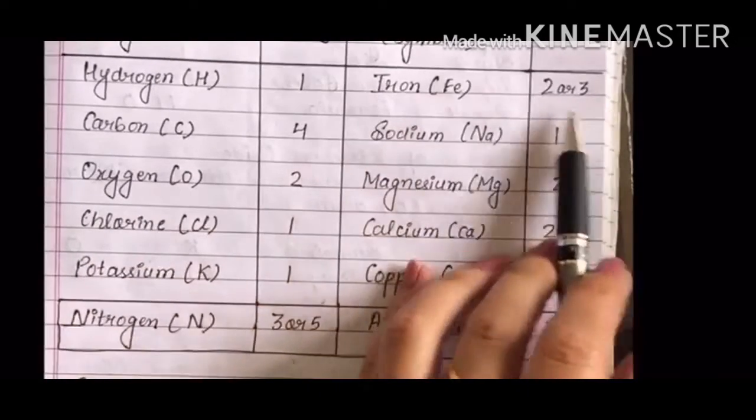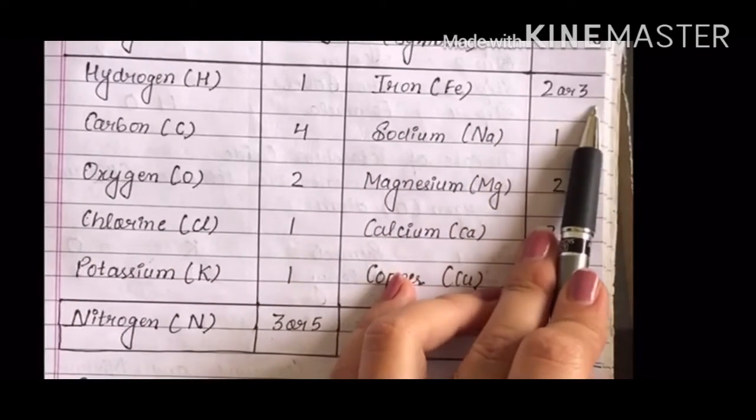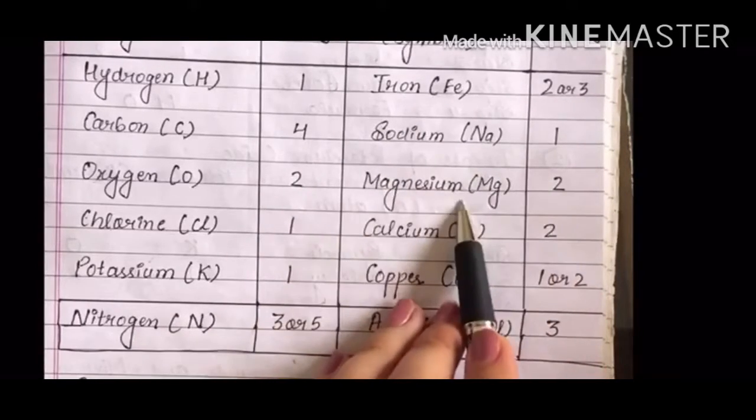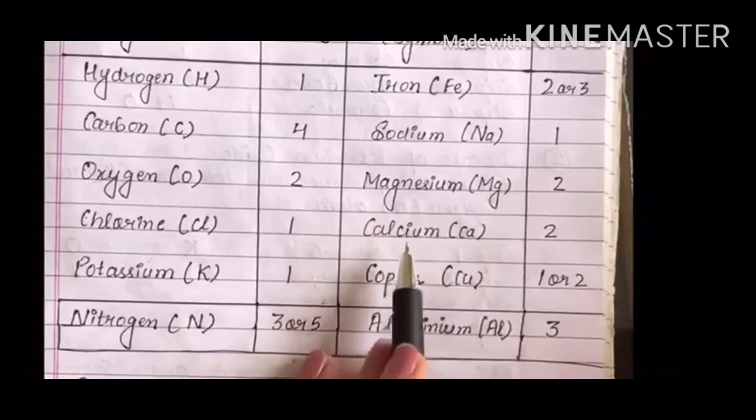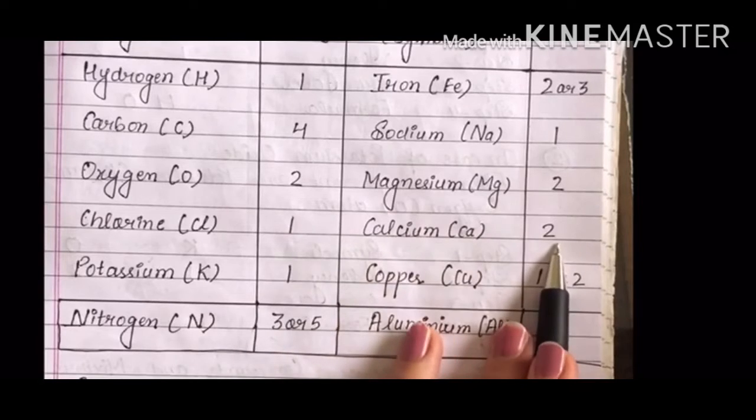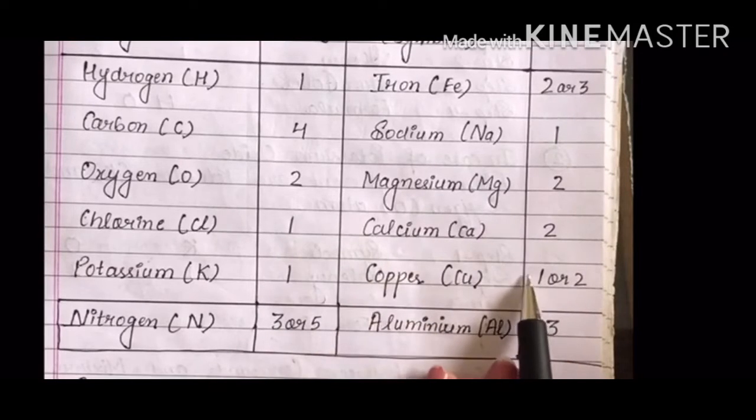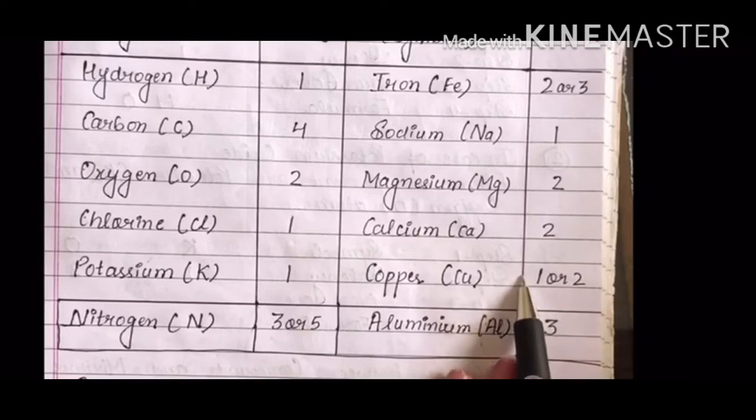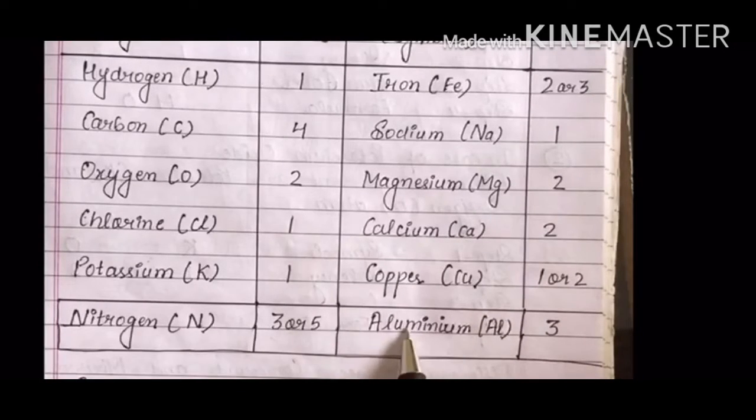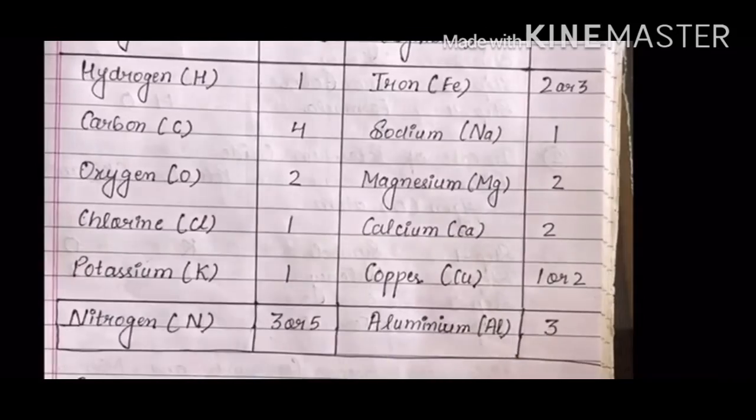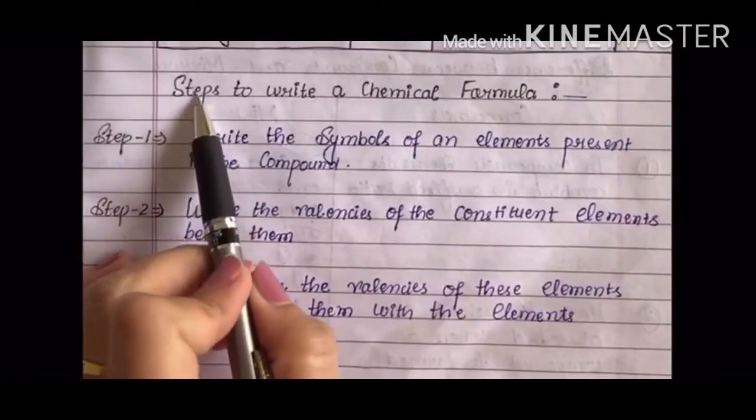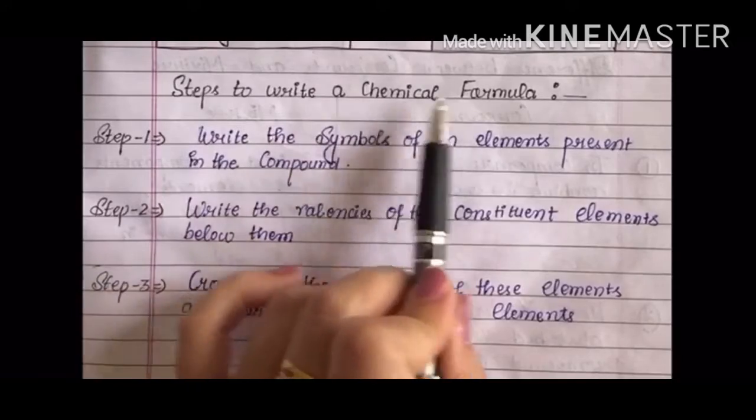For iron, valency is 2 or 3. For sodium, valency is 1. For magnesium, valency is 2. And for calcium, valency is 2. For copper, valency is 1 also or 2 also. Sometimes it shows valency 1 and sometimes it shows valency 2. Aluminium shows valency 3.